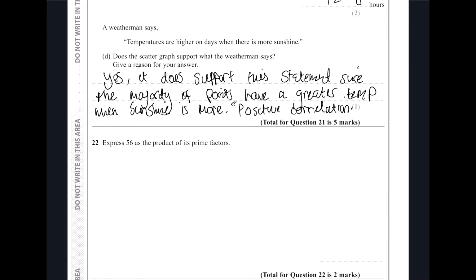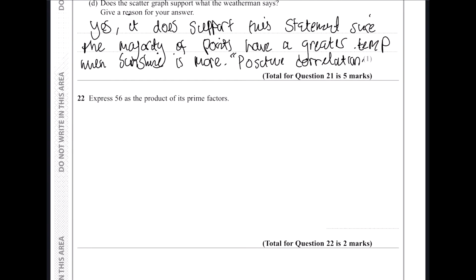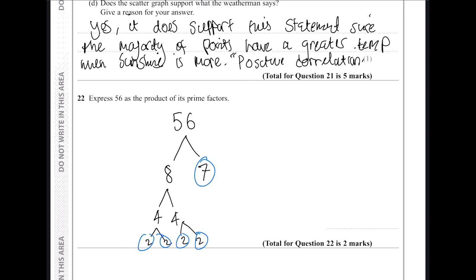Okay, so express 56 as the product of its prime factors. So we can write 56. We break it up using our prime factor tree. So 56 can be 8 times 7. And then 8 can be, I'll do it as 4 times 4, which can be 2, 2, and then this can be 2 and 2. And then we've got all our prime factors here. So the 7, 2, 2, 2, and 2. So writing it down, 56 can be written as 2 times 2 times 2 times 2 times 7. Okay.